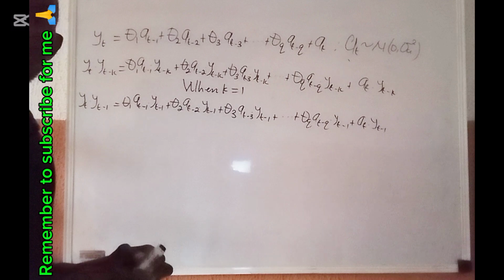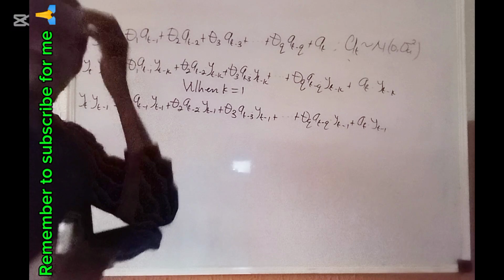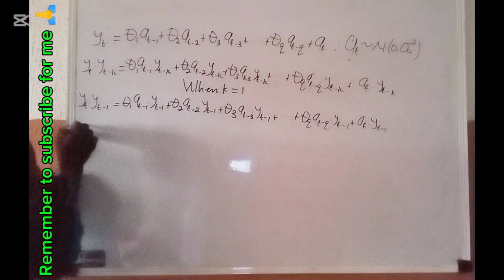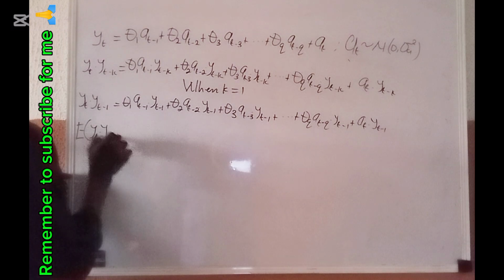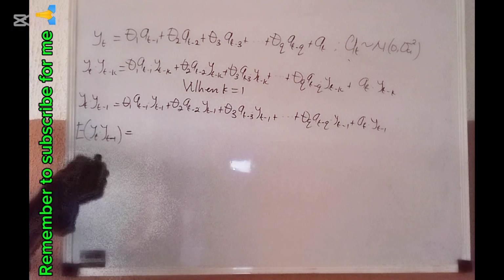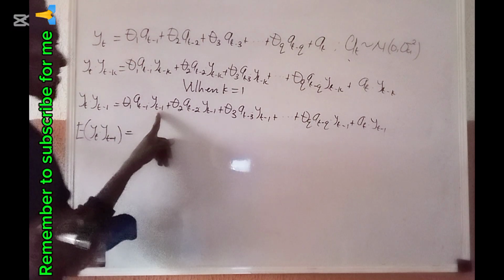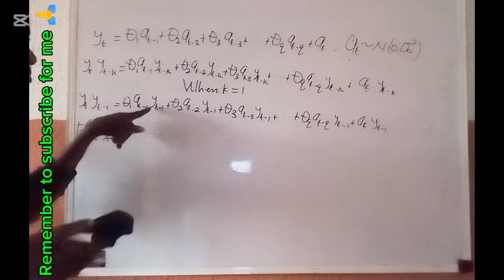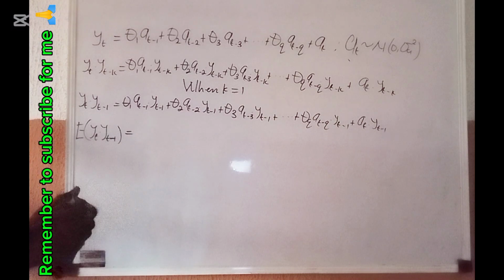So what we are going to do at this point is to take the expected value of both sides of the equation. Taking expected value, I'm going to have that E of y of t multiplied by y of t minus 1 will now be equal to... We are going to pay attention here. The attention we are going to pay here is we are using a of t minus 1 to multiply y of t minus 1.